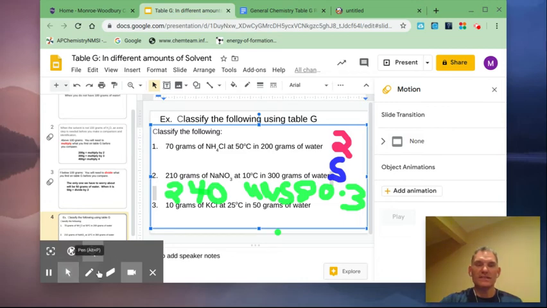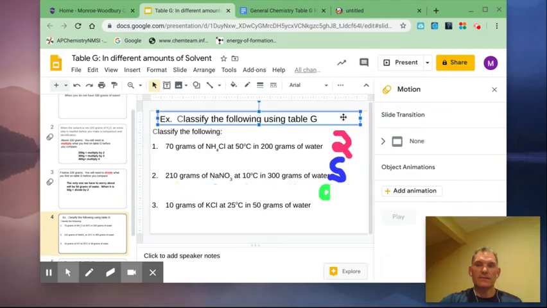All right. So my third example here, I have 10 grams of KCl at 25 degrees Celsius in 50 grams of water. Good. So I'm going to take my new color and I'm going to have 50 grams of water here. So now with 50 grams, I'm dividing by 2 whatever I find on Table G. So that's KCl at 25 degrees Celsius.